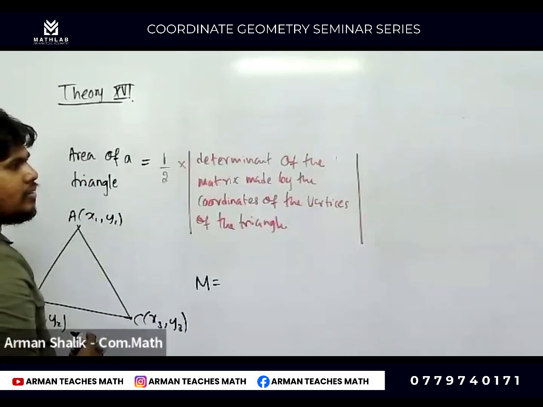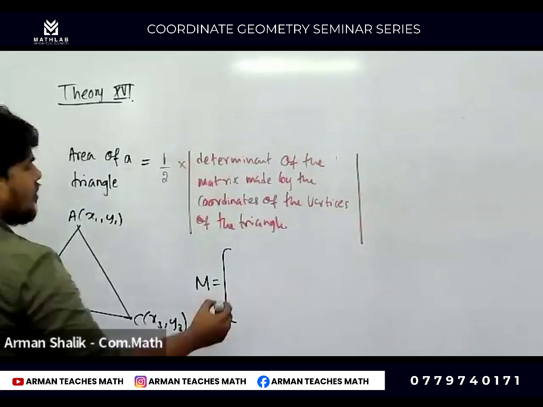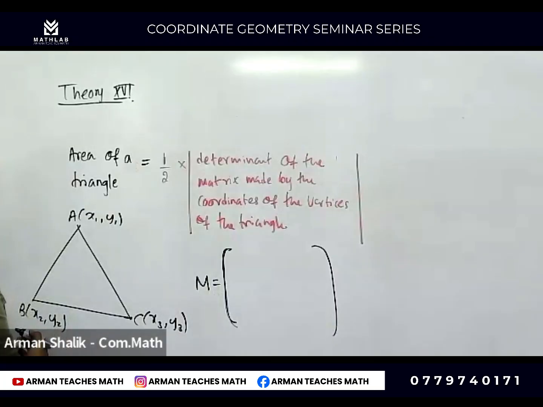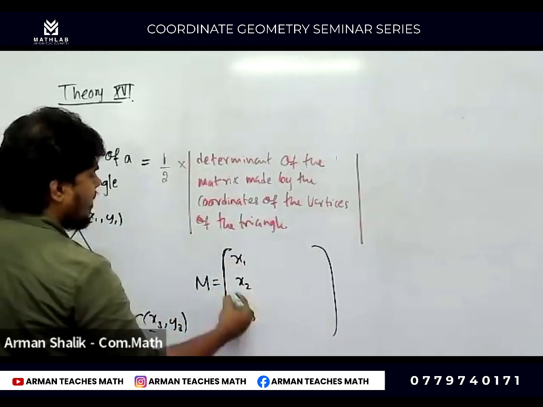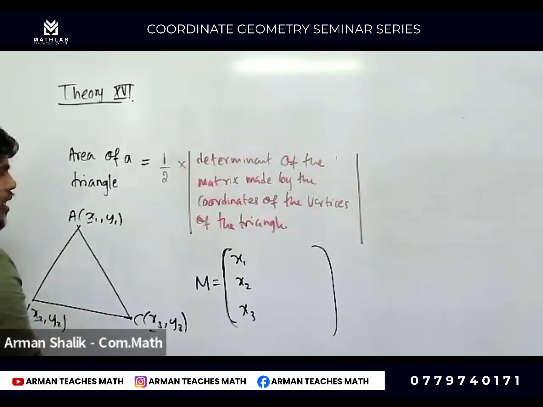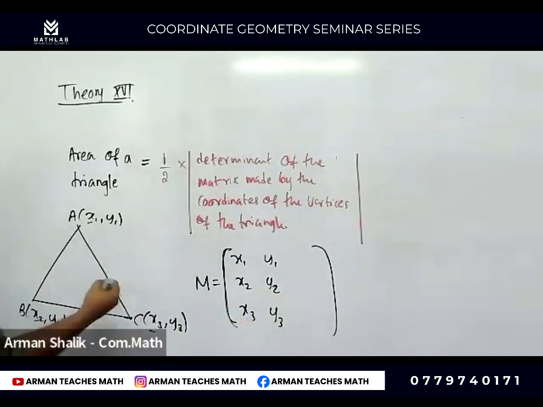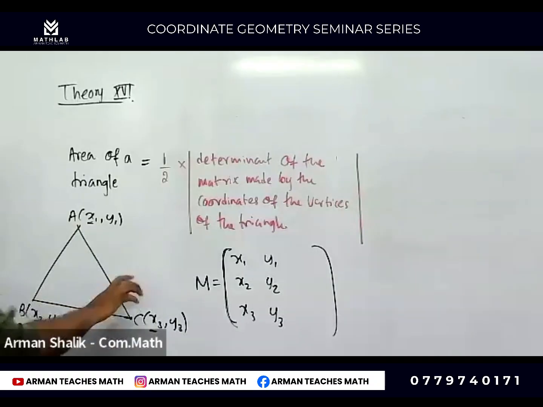Now we define this matrix like this. Okay, this is not modulus, this is just a bracket. X coordinates in the first column, x1, x2, x3. Y coordinates in the second column, y1, y2, y3. Any order, okay? Since this is a triangle, you can start with x1, x2, x3, or you can start with x3, x2, x1, in clockwise or counterclockwise direction, in a particular order.